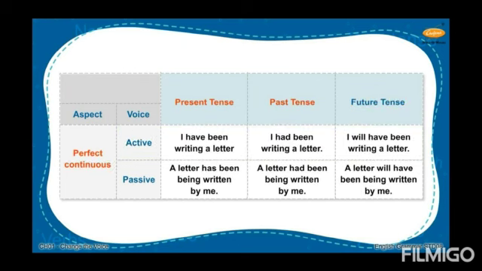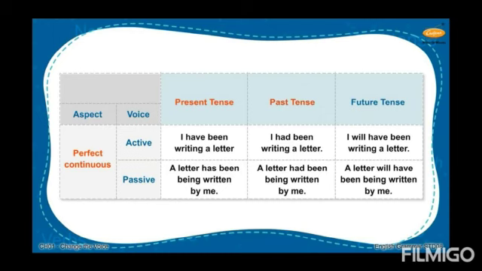Next one is perfect continuous, where you will get been plus ing. See the first one. I have been writing a letter. So have in present tense will become has. Has been writing. Second one, past tense, had been. It will become had been being written by me. Had been being written by me.